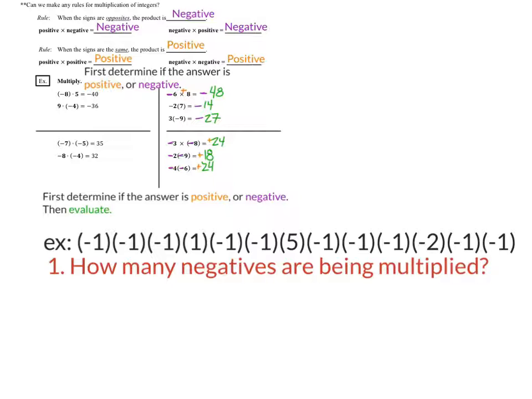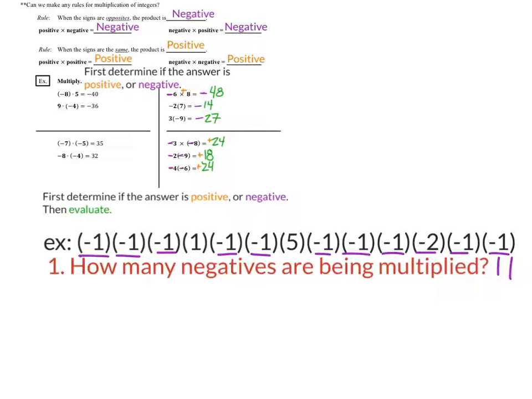So, first off, we say, how many negatives are being multiplied? Well, let's determine that, okay? There's 1, 2, 3, 4, 5, 6, 7, 8, 9, 10, 11. So there's 11 negatives being multiplied. Now keep in mind, I didn't say that there was 2 negatives right here. I'm just looking at how many negative factors there are. And each of these is a factor. So when I count these, I'm not saying that there's 2 here. This is only one factor, so this only counts as 1 negative.